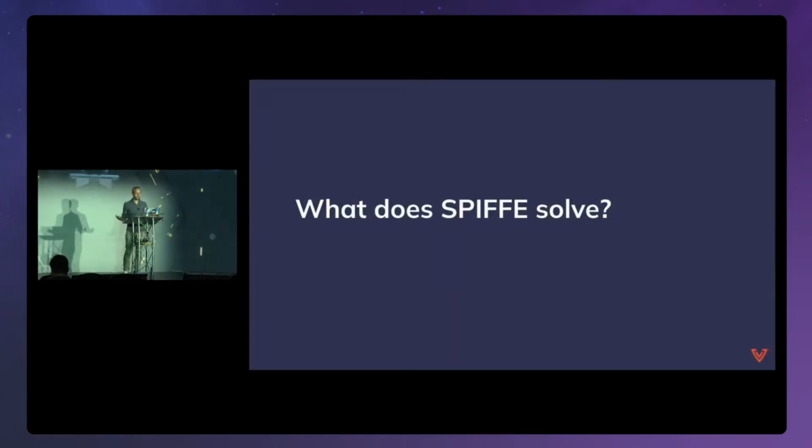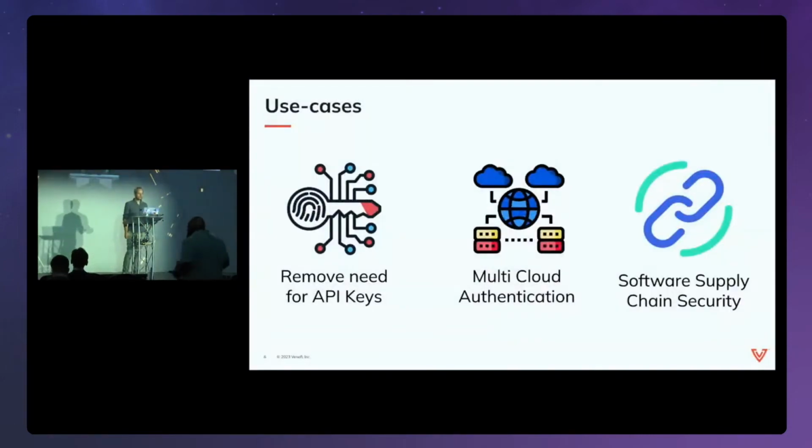So what does SPIFFE solve? It's all fine and well that we know what SPIFFE stands for, but what problems and challenges can SPIFFE actually help us with? The first use case, and the one I probably get the most excited about, is removing the need for API keys. Imagine a world where you no longer need to have long-lived API keys or tokens. You don't have to deal with securely storing them or having to find a way to retrieve them from your secret store, which most of the time when you need to connect to a secret store, you also need to have some kind of authentication token as well.